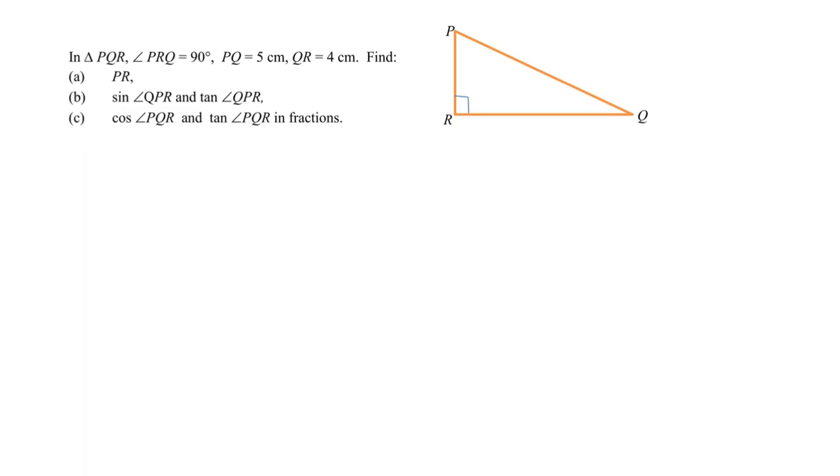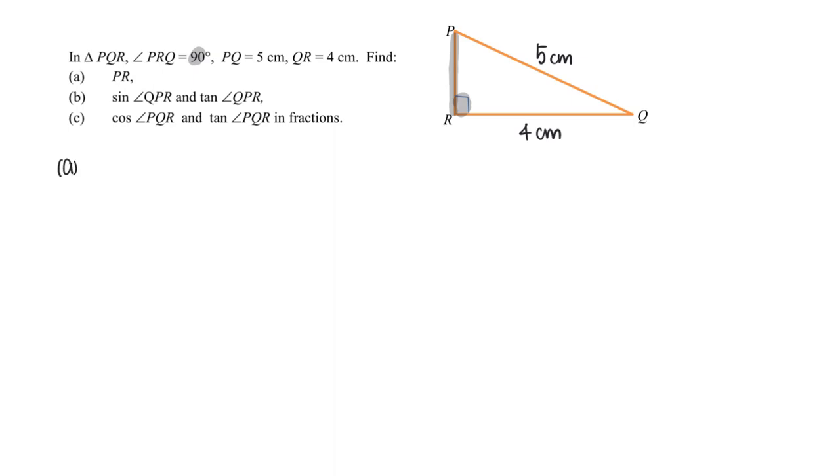Hello everyone, welcome to this video where we are given a triangle PQR with the 90 degrees given here. Sides are given as well, so I'm going to write it down. PQ is 5 cm, QR is 4 cm, and for part A, we are supposed to find PR.